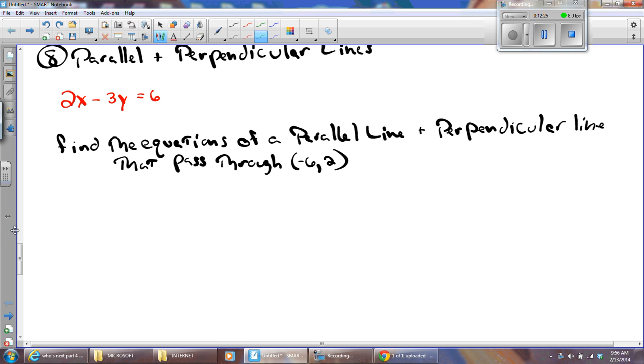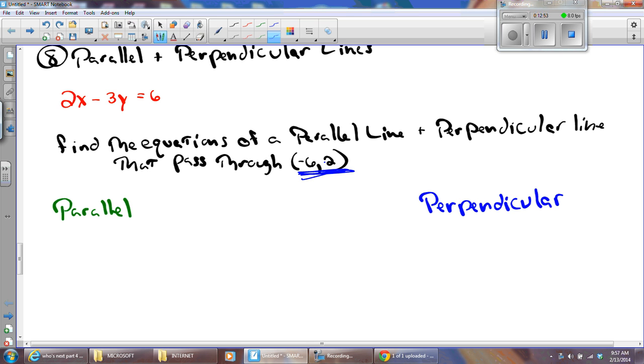Okay, last thing we need to talk about, and that'll be the end of the review video. Okay, parallel and perpendicular lines. Here we go. All right, we've got this equation, 2x minus 3y equals 6. We're going to find the equations of a parallel line and perpendicular. All right. And when we do this, they must pass through the point -6, +2.